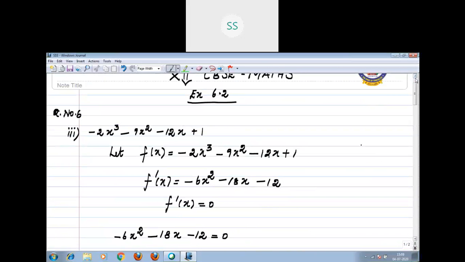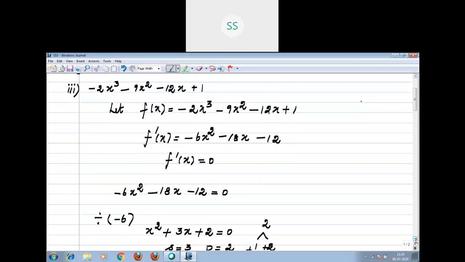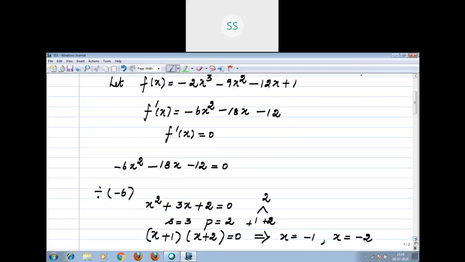See, this is your question: minus 2x cube minus 9x square minus 12x plus 1. Then the next step, you are differentiating. What did you get? Minus 6x square minus 18x minus 12. For finding the interval, you are equating the derivative to 0. Then the next step, you are going to factorize, because everything is a multiple of 6, so you are dividing. Factorized, you arrive at x plus 1, x plus 2. Then equating with 0, you arrive at x is equal to minus 1, x is equal to minus 2.